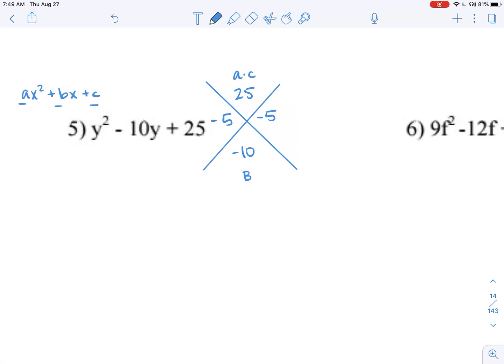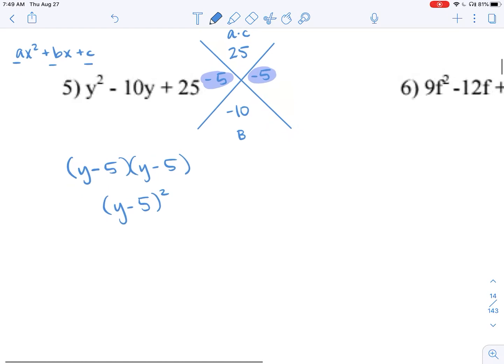And these numbers right here are what you're going to put into your parentheses. So this is going to be y minus 5 and y minus 5, or if you want to combine them into y minus 5 squared, that is okay too. This is when you have a leading coefficient of 1. Makes it super easy.